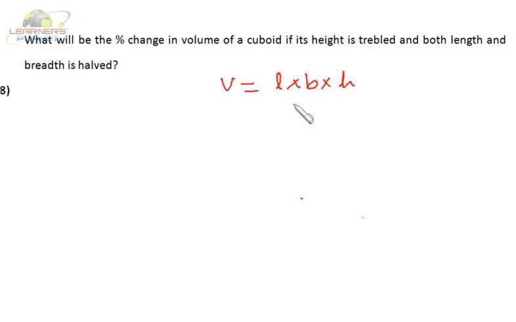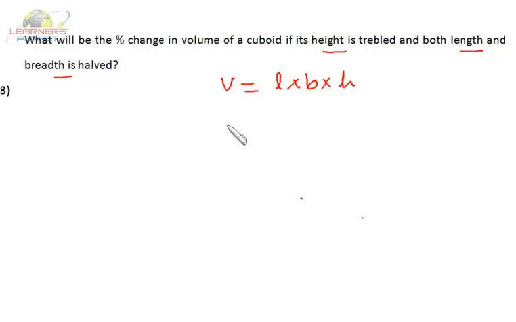Okay, let me take one example. If breadth and height are constant, if length is increasing by 10%, then the volume will also be increasing by 10%. Similarly, if only breadth is increasing or decreasing by X%, then the volume will also be increasing or decreasing by X%. Okay, so we should be clear whether the change is linear, quadratic or cubic. That means only one function is changing, two functions are changing, or three functions are changing. Okay, so in the given case, height, length and breadth, all three functions are changing.